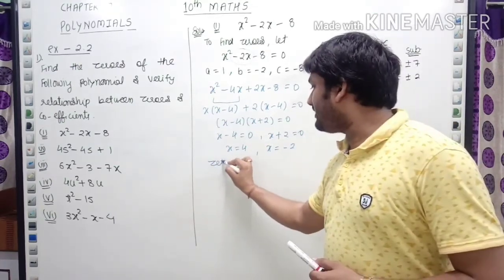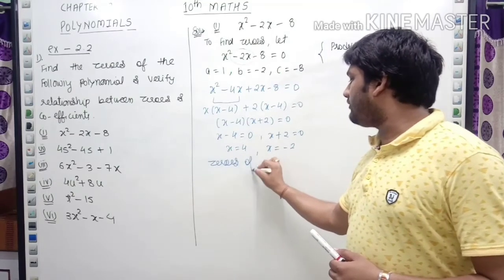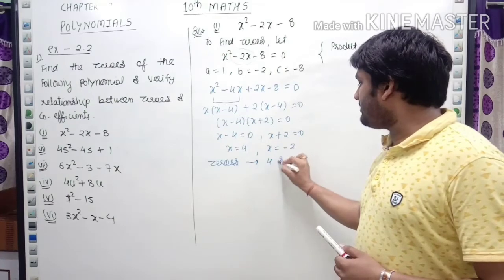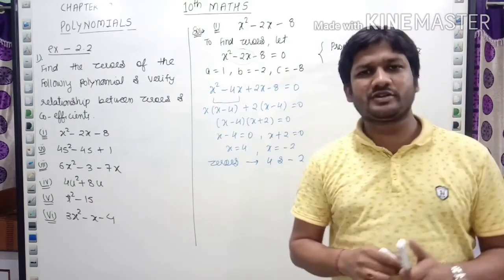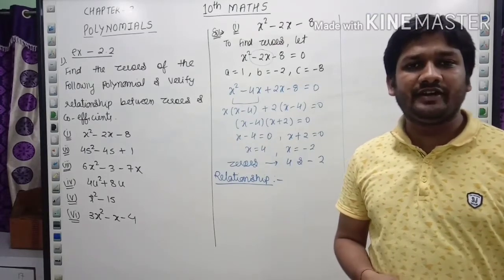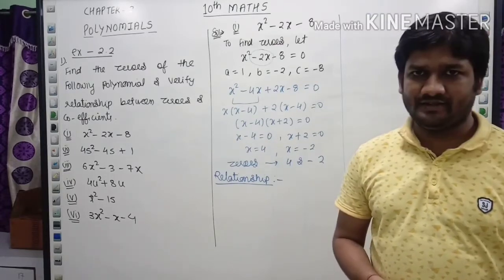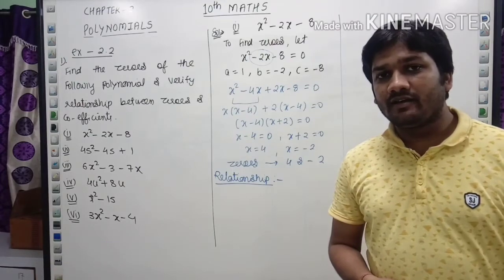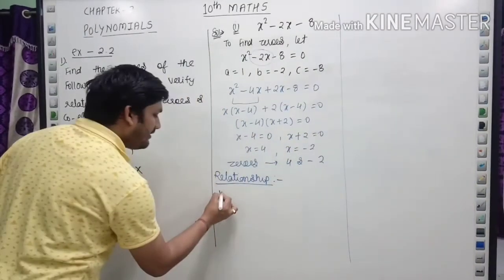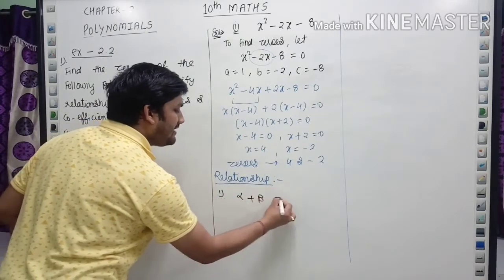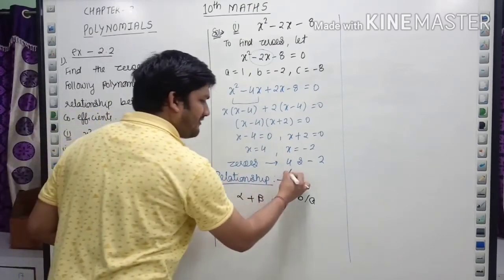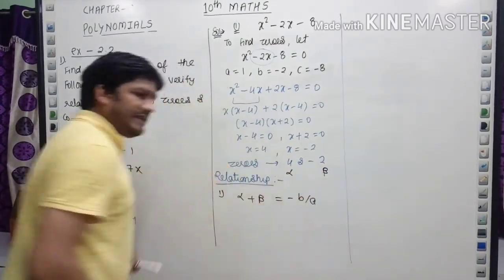So I can write zeros are 4 and minus 2. Zeros are 4 and minus 2. How to verify the relationship between zeros and coefficients? As we have already discussed, alpha plus beta is equal to minus b by a. What is the first relation? Alpha plus beta equal to minus b by a. We can take the first zero as alpha and the second zero as beta.